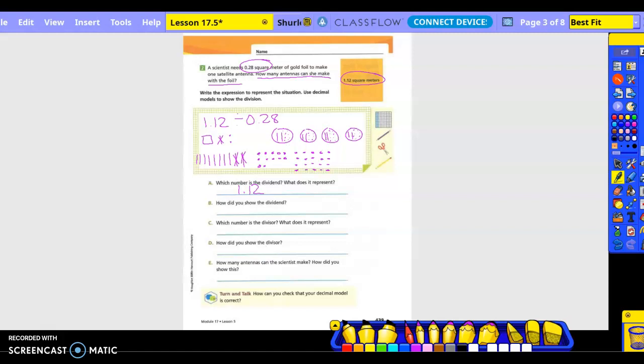Which number is the divisor? 2800. Okay. How did you show the divisor? We drew what? Basically, we broke everything apart, and then we put that much in each one, right? Okay. And then, how many antennas can the scientist make? 4, right? We have 4 groups.